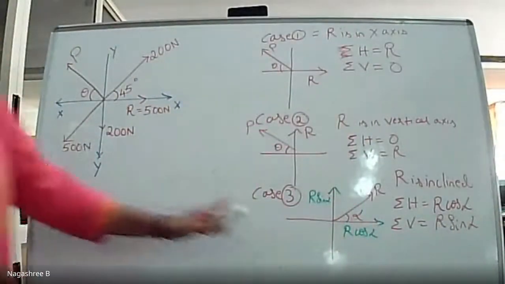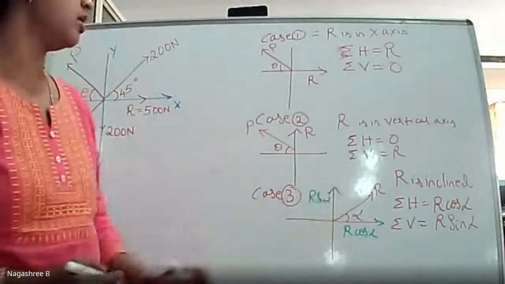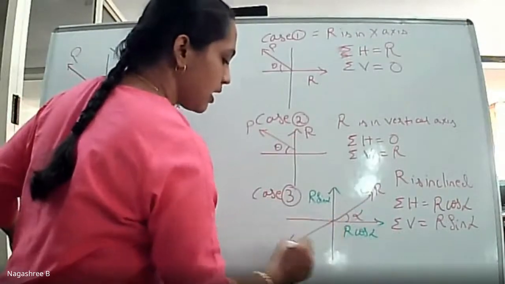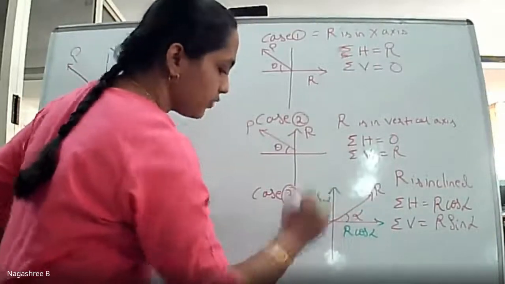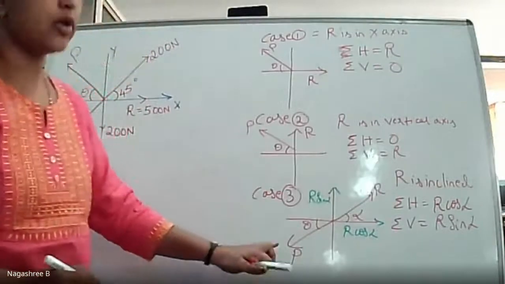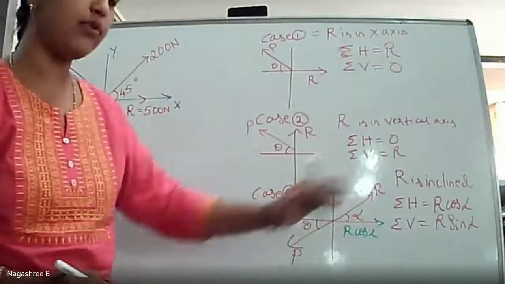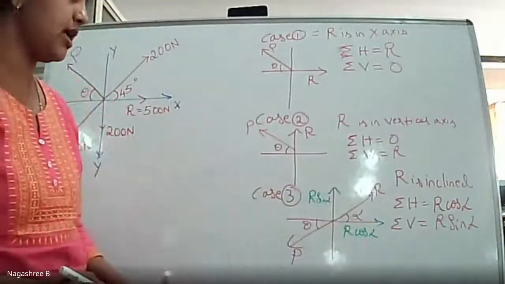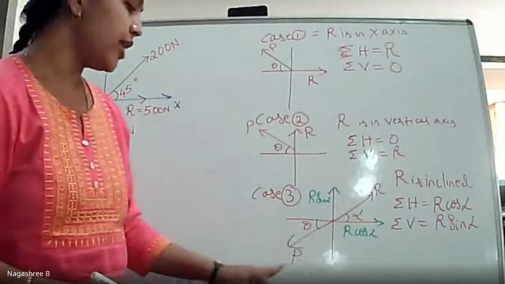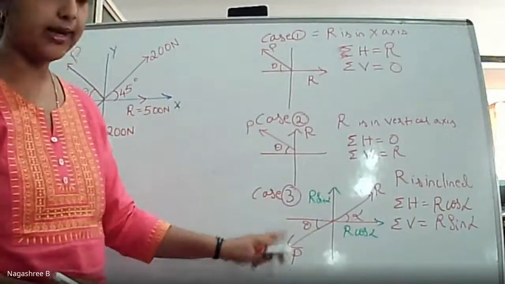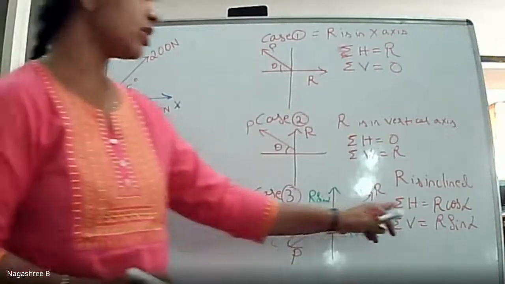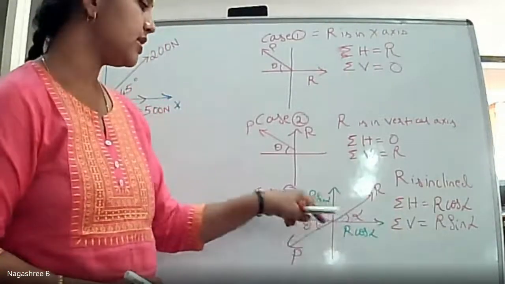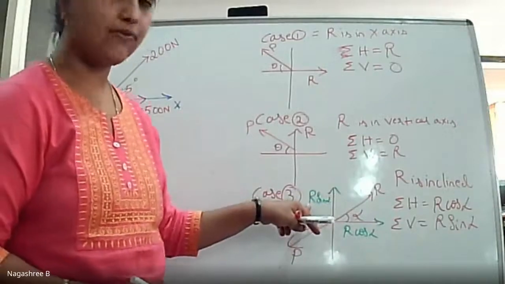So whenever R is given in a problem, suppose this is the inclined force P at an angle of theta, in order to find P, if the value of R is given which is inclined at a certain angle alpha in a question, then in order to determine the value of P and theta, you are supposed to equate sigma H as R cos alpha and sigma V as R sin alpha.